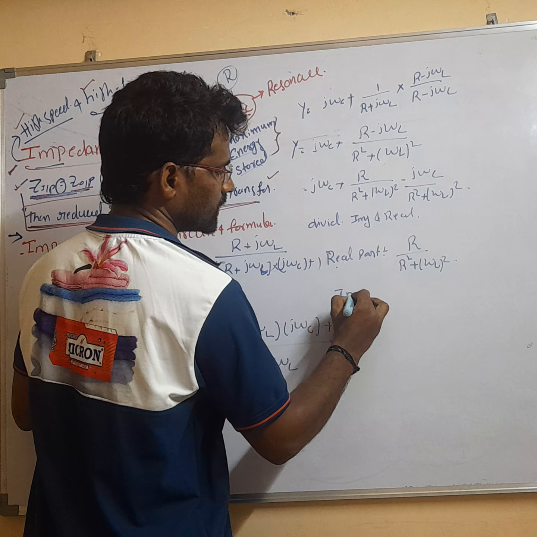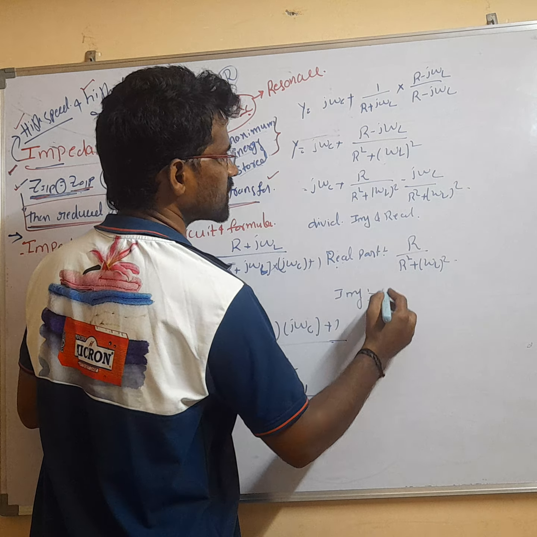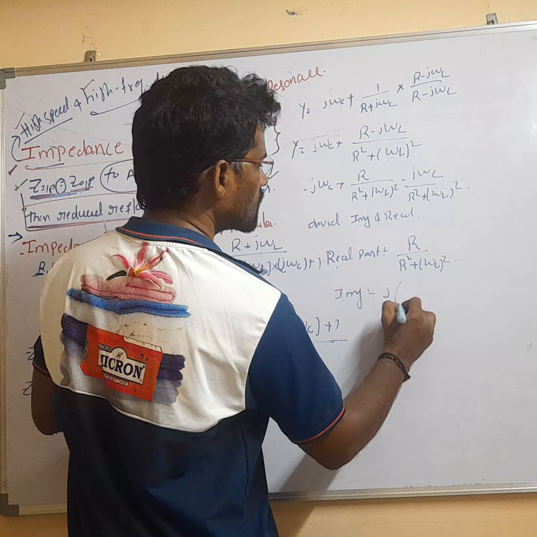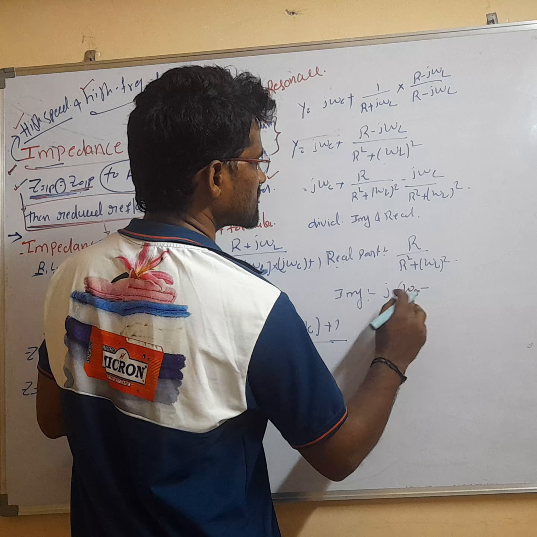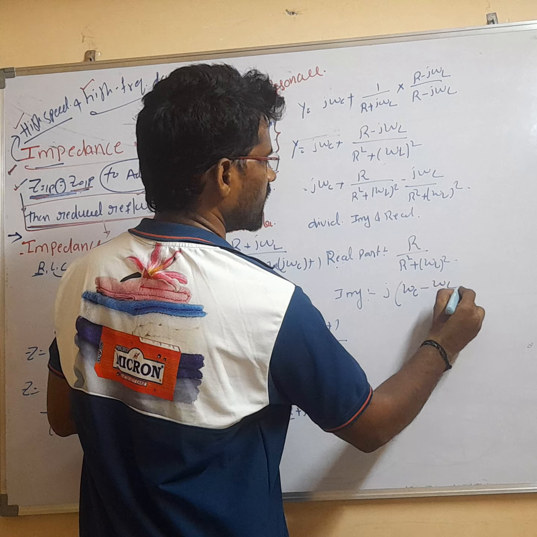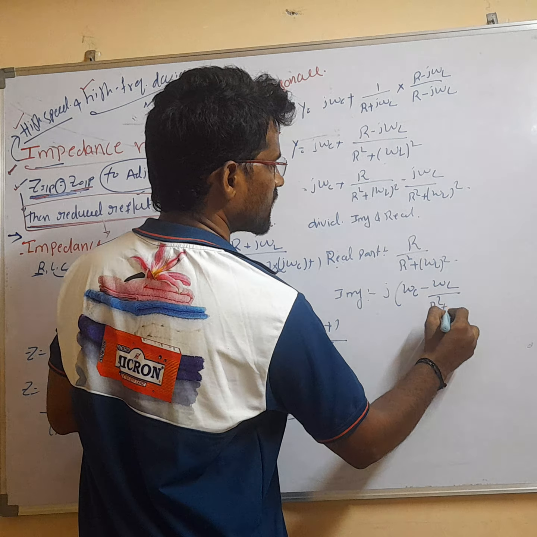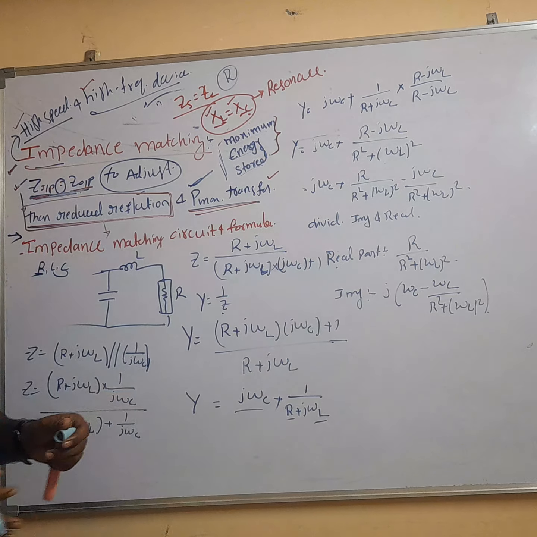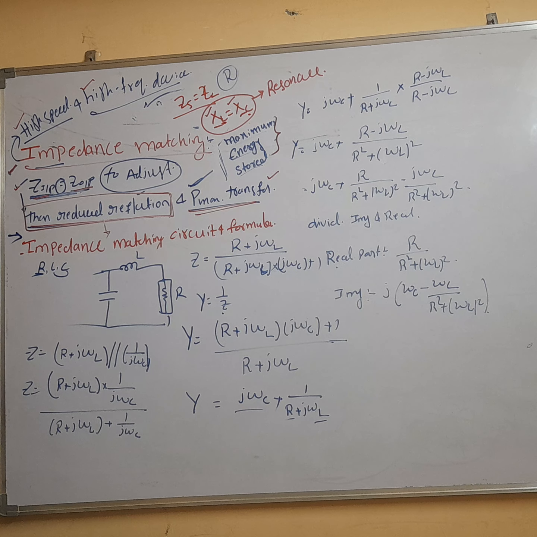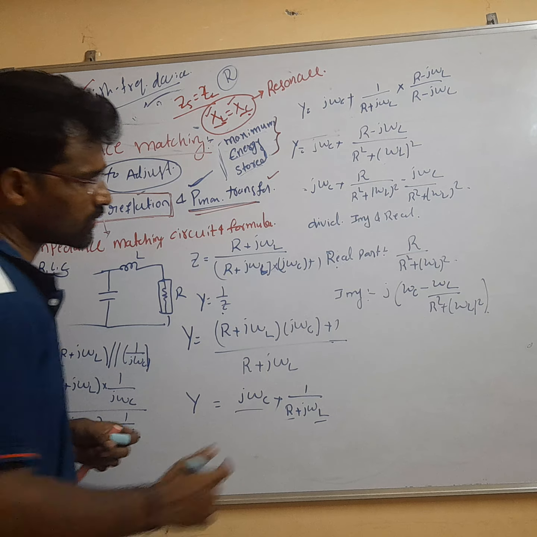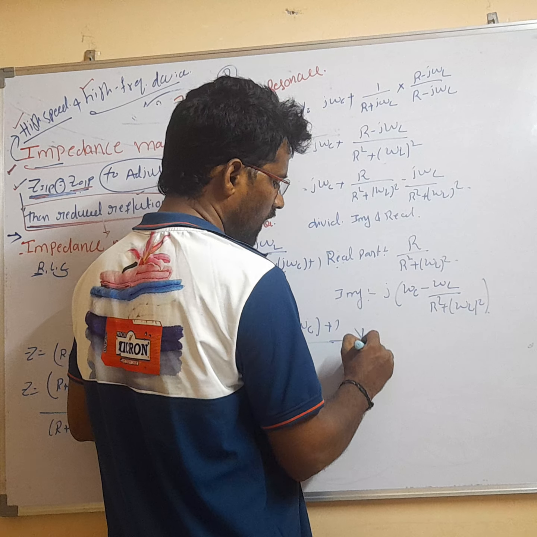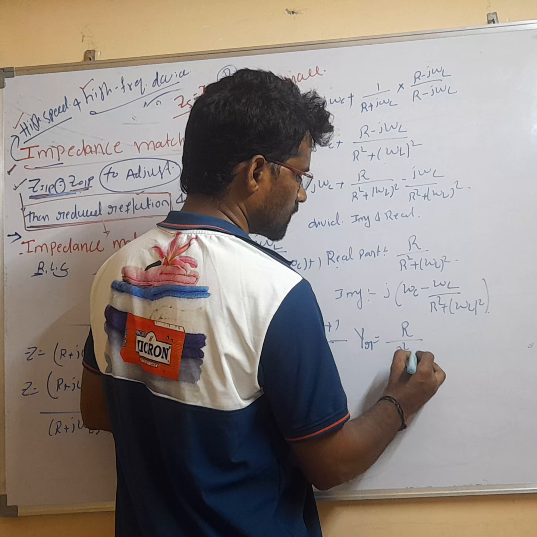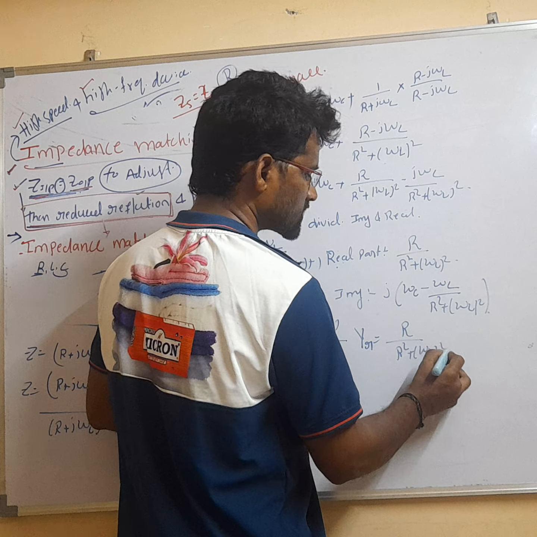What is the imaginary part? The imaginary part, with j common, is omega C minus omega L by R square plus omega L whole square. So we are dividing the imaginary and real parts. So what is the real part of the admittance Y? The real part of Y is R by R square plus omega L whole square.